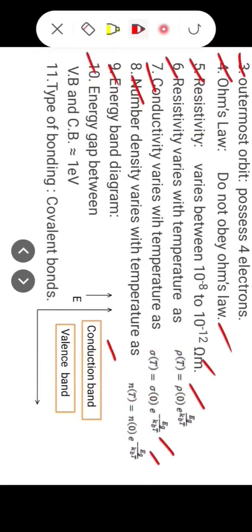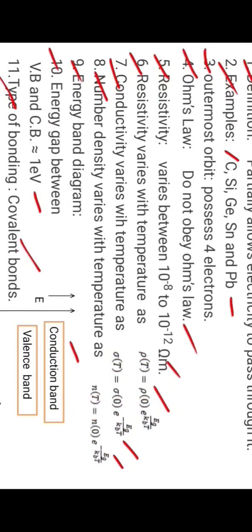Energy gap between valence band and conduction band is of the order of 1 electron volt, and the type of bonding is covalent bonding. Semiconductors form covalent bonds. So these are some of the properties of semiconductors that we have recalled. Now we will take up some of them in more detail.